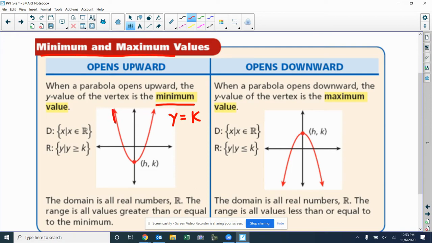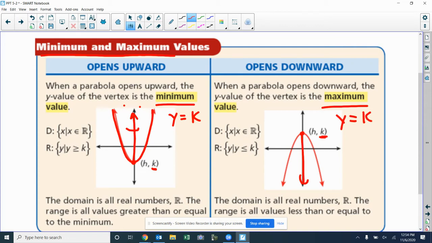Notice this is a parabola. It opens up. It's happy. And all my y values have to go this way, don't they? And this is the lowest. That's why it's a minimum. It is the lowest y value. So that is a minimum. On the other side of the coin is the highest y value, which would be right here, because all the rest of the y values are below this. So that would be a maximum, and whatever that is, y equals k.